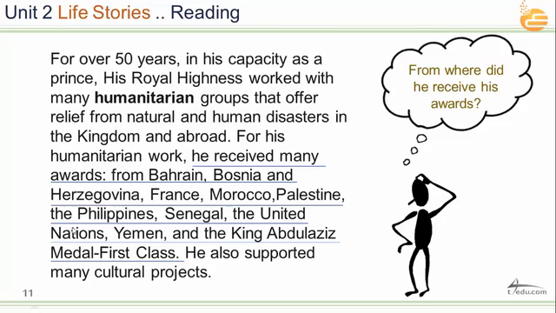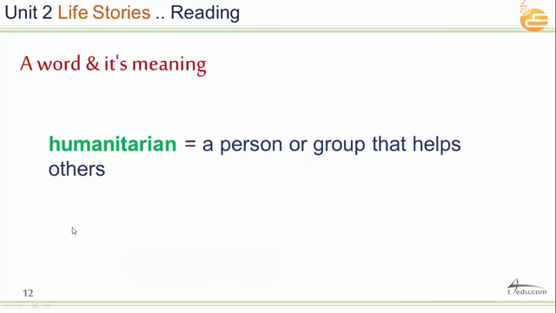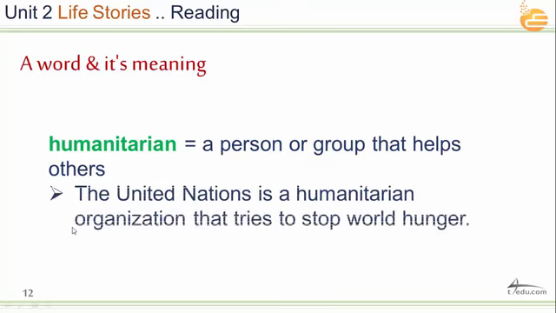Now let's know what's the meaning of humanitarian. It means a person or a group that helps others. For example, the United Nations is a humanitarian organization that tries to stop world hunger.